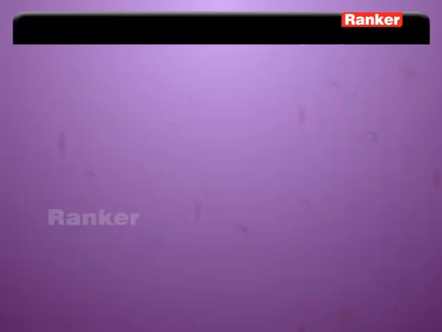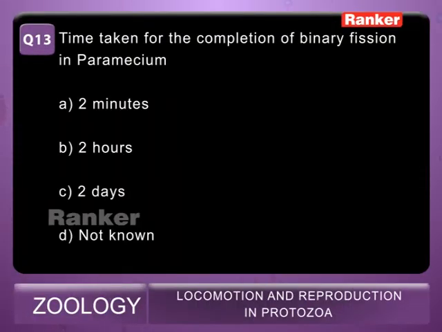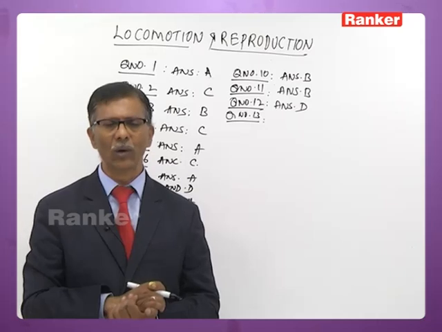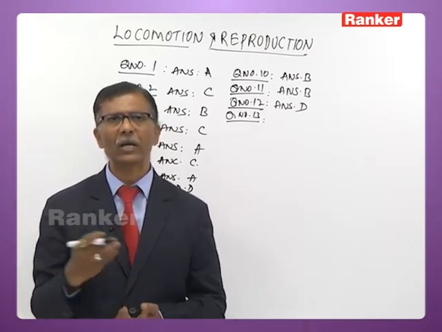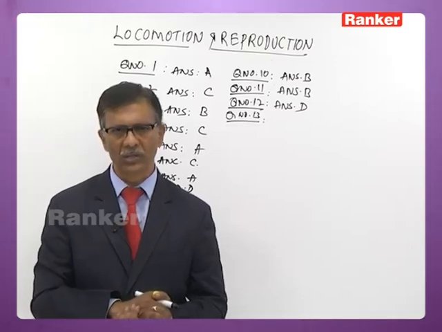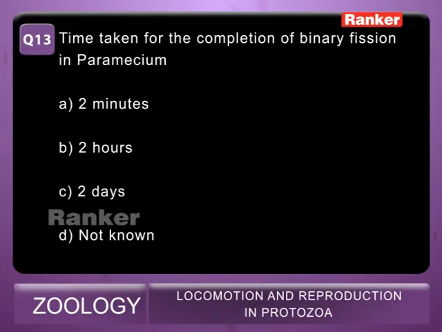Now question number 13, time taken for the completion of binary fission in paramecium. A. 2 minutes, B. 2 hours, C. 2 days, D. not known. Transverse binary fission that occurs in paramecium is completed hardly in 2 hours. That's why they multiply nearly 2 to 3 times a day by transverse binary fission to produce clones. So for question number 13, the correct answer is B.